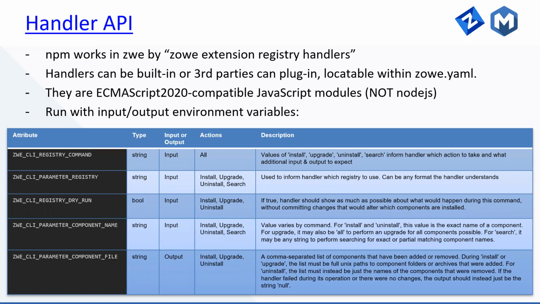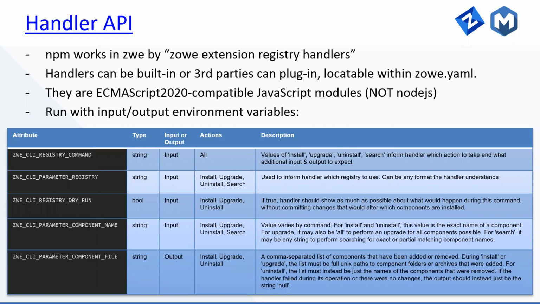In the case of NPM, the NPM handler would be called with the environment variable ZWE_CLI_REGISTRY_COMMAND. It could say install. And then component name would say which component name I should be installing. Dry run tells me whether or not to actually write anything to disk. And then the registry parameter tells me which URL to go to try and get this component.